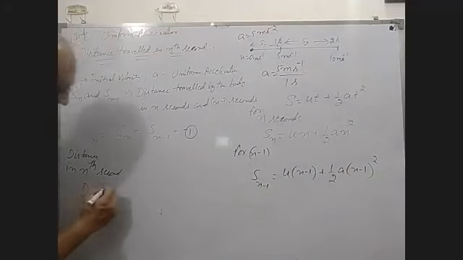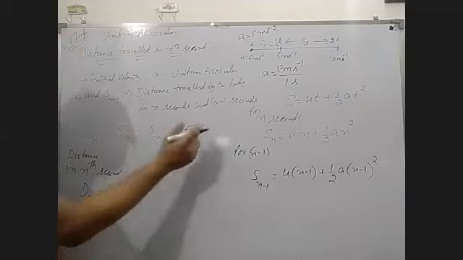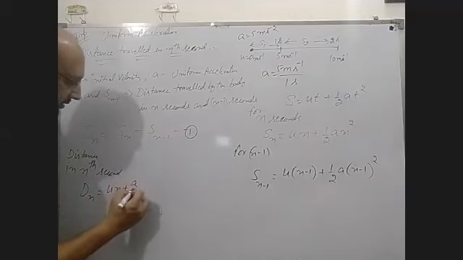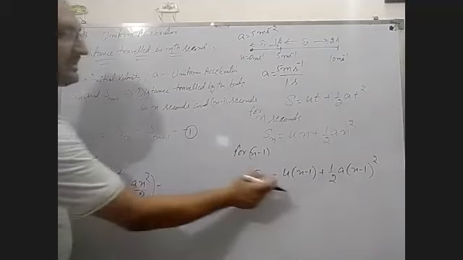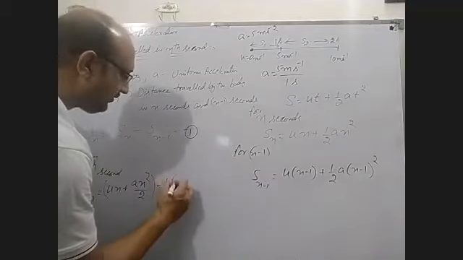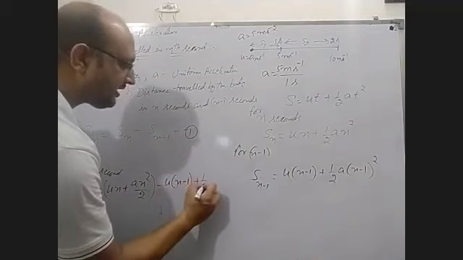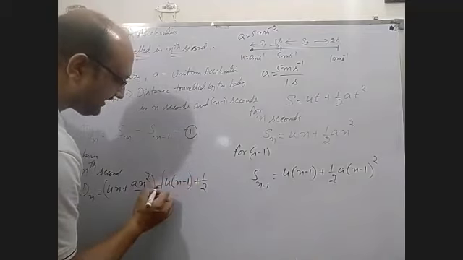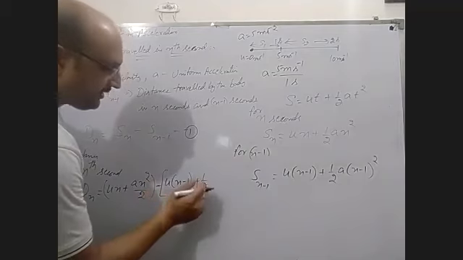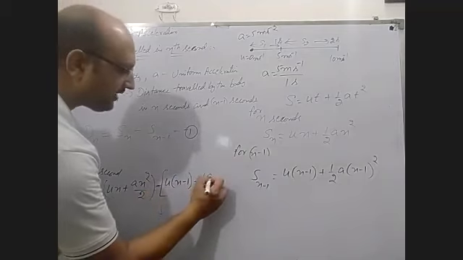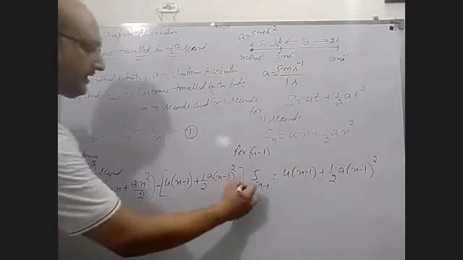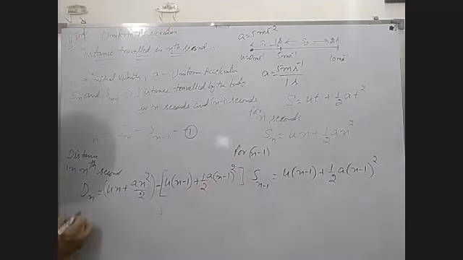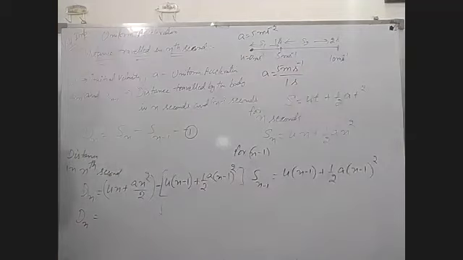u n plus a n square by 2 minus S n minus 1, u n minus 1 plus half a, take a bracket for this (n minus 1), bracket close. Now solve it. What will be the value of d n here?